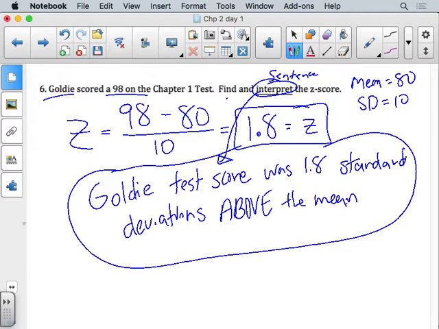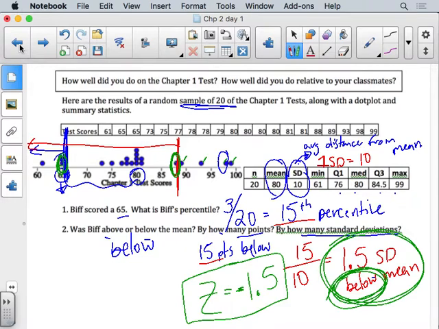So a typical score was within 1 standard deviation of the mean. He was 1.8 above the mean. So he is doing pretty good, which we can see on the dot plot. Goldie is doing pretty good. Let's do a couple more.